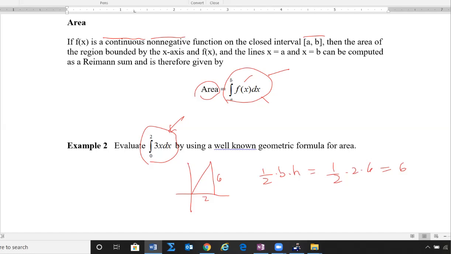Okay, now the problem is you can't always assume that you're working with a nice geometric formula to compute that area under the line. This is y equals 3x.